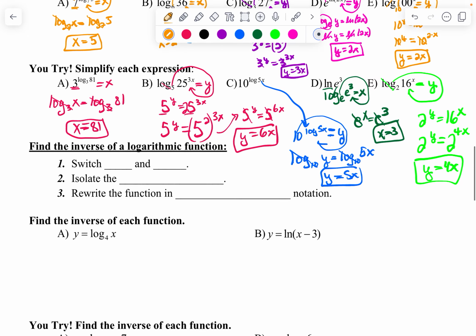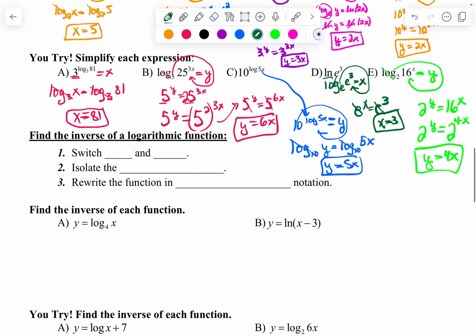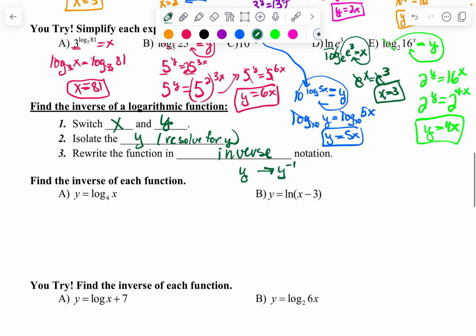Now we have to find the inverse. Okay? So to find the inverse of something, we have to switch the x and the y's, isolate the y, or resolve for y. That's what we would say when we were doing that unit. And then rewrite the function in inverse notation. So our inverse notation is changing it from y to y raised to the -1. Okay? So find the inverse down here.